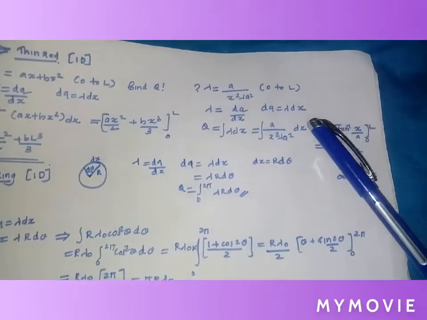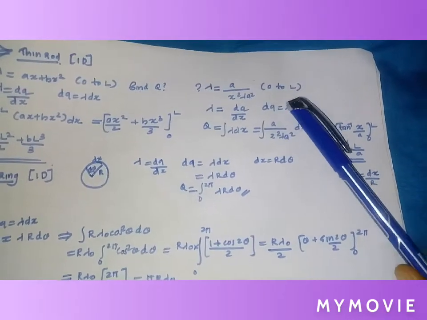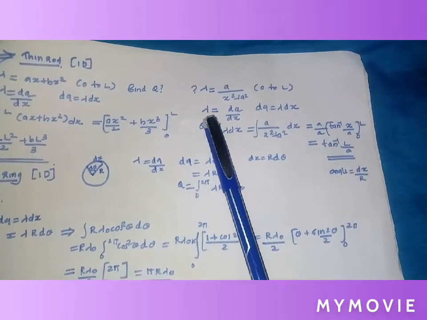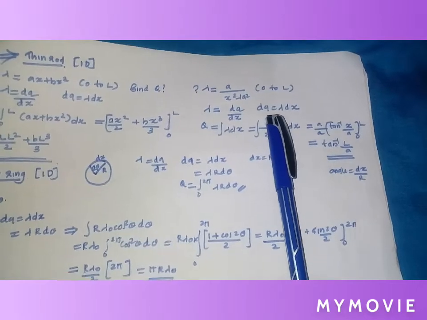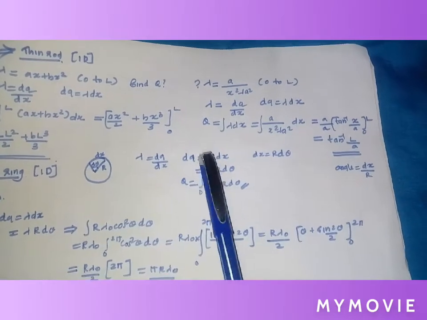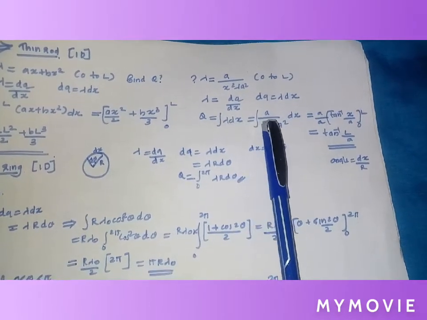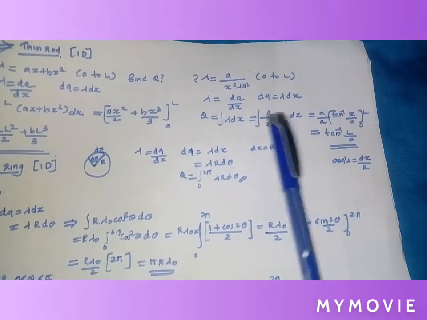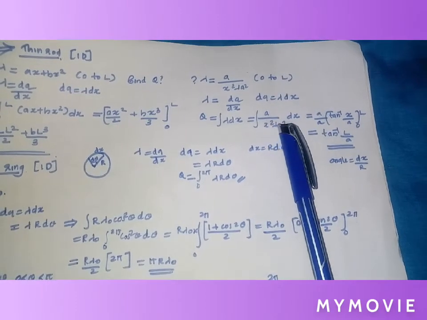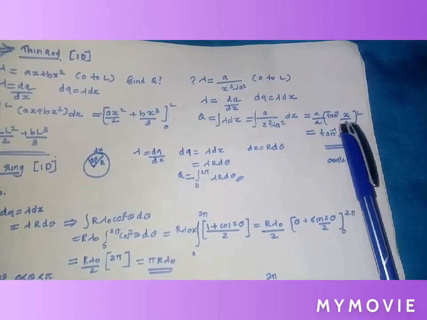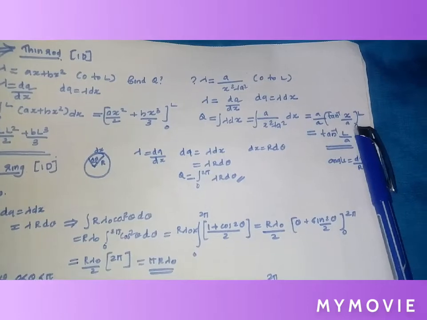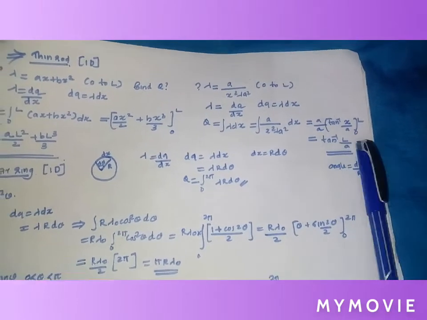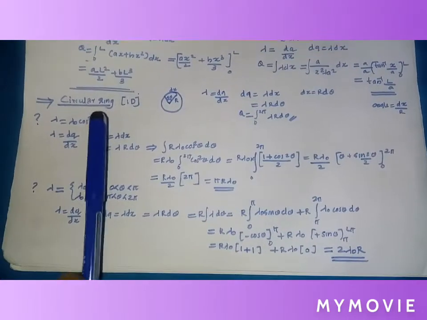Second question, lambda is equal to a divided by x square plus a square from 0 to L. We know the basic equation, linear charge density lambda is equal to dq by dx, dq is equal to lambda dx. So q is equal to integral a divided by x square plus a square dx. a is constant, and the integration of 1 by x square plus a square is 1 by a tan inverse x by a. So with limits from 0 to L, after applying the limits, tan inverse L by a is the answer. Okay. Next, circular ring case.